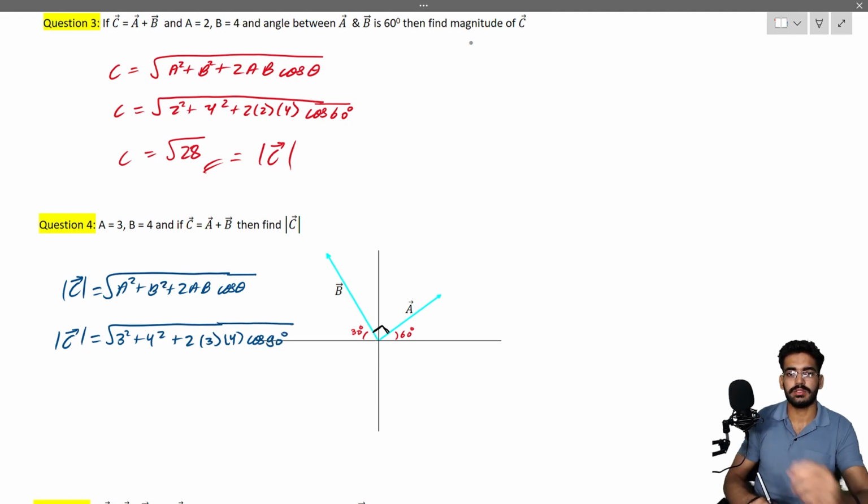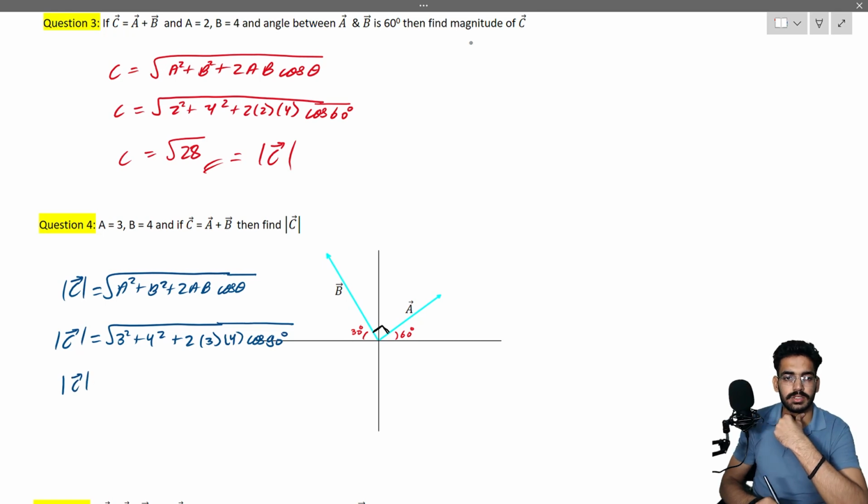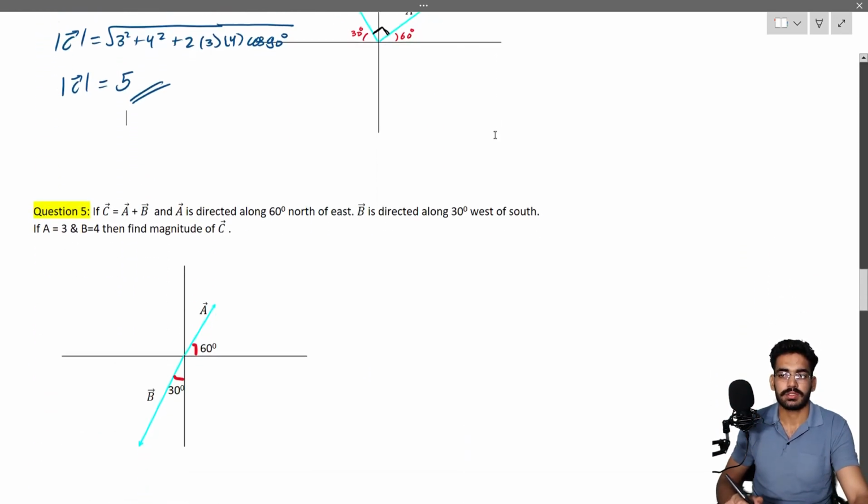Now cos 90 I know, that is 0, right? So C magnitude is gonna come 3 square plus 4 square, and this is gonna be 0, right? So 3 square plus 4 square equals 25, that is under root 25, that is 5. So the magnitude is 5. That's how we calculate. Now let's go ahead.